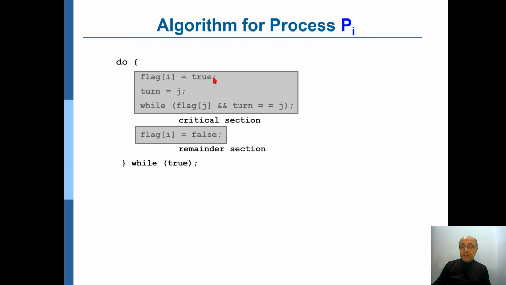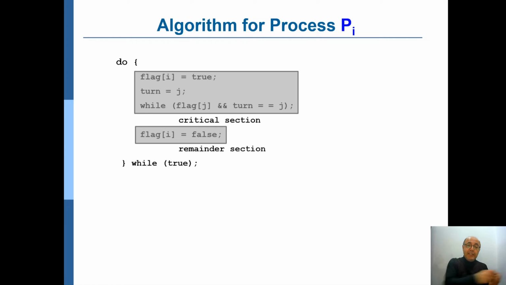Okay? But after P1 sets its flag to true, P1 also politely gives the turn back to P0, because remember, from the point of view of P1, j is equal to 0. These are two very polite processes. It's like, I want to go to my critical section, please go ahead. And the other one says, I also want to go into my critical section, but please, you go ahead.